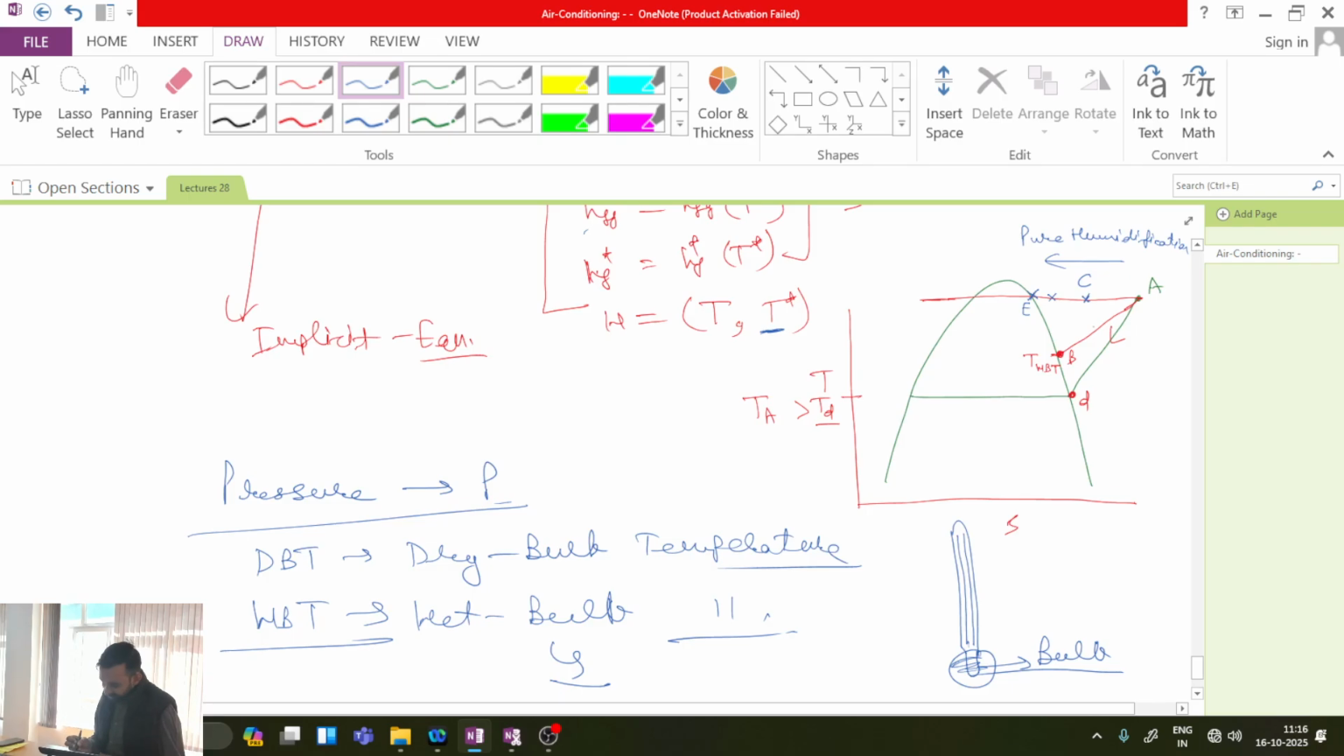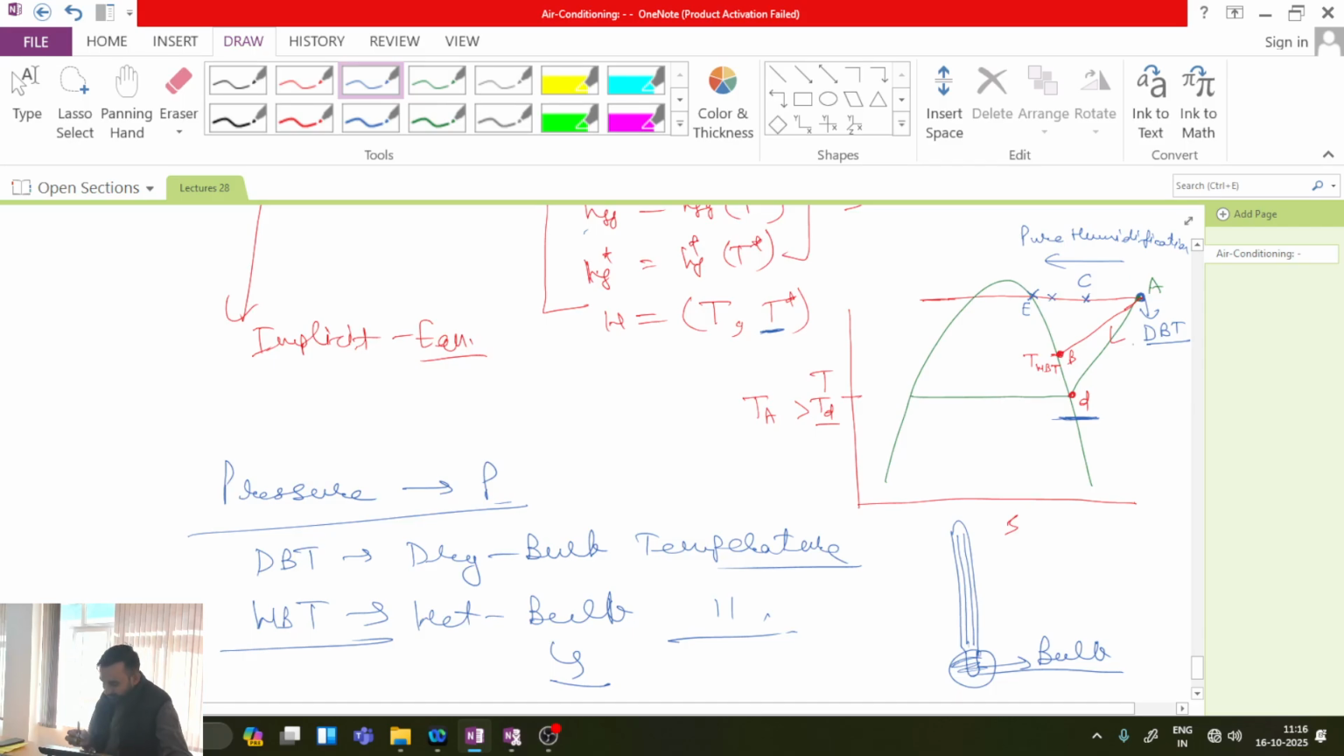Now from this diagram, one interesting fact you have to see. In this diagram, what is the temperature of point A? Point A temperature, if I measure it, is the unsaturated air temperature or unsaturated moisture temperature. So the unsaturated moisture temperature will be equal to the temperature of the moist air. So it means the temperature of point A represents nothing but my DBT.